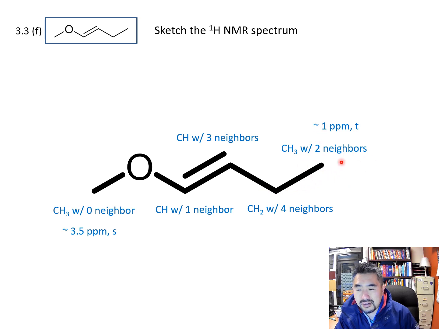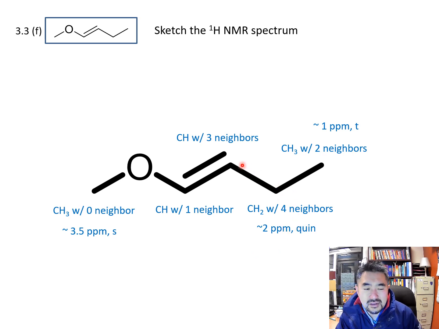This guy over here is maybe an easier place to start. It's a triplet, right? Because it's got two neighbors, and it should be around 1 ppm because this is in the regular alkane region, and it should have enough integration for 3 protons. Same with this singlet. This is going to be a tall, big singlet because it's worth 3 hydrogens. This is going to be shorter than that because it's split into a triplet. The next one over would be a quintet.